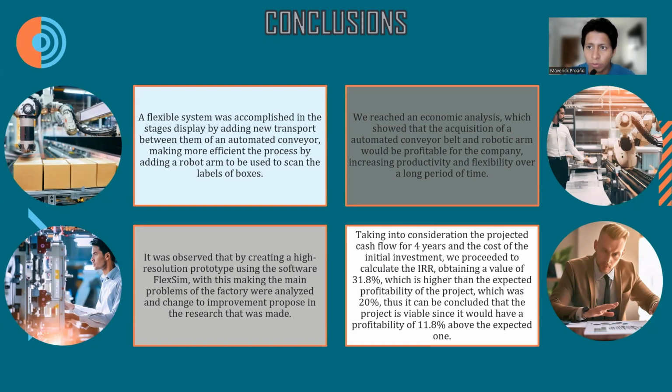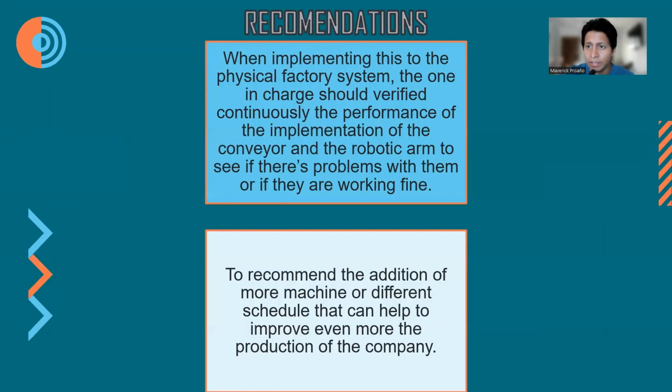Then, with the high-resolution prototype in the software FlexSim, there is an improvement proposed in the research that was made. And also, the IRR value of 31.8% is higher than the expected one, which was just 20% for the project. So it can be concluded that the project is viable since it will have a profitability of 11.8% above the expected one. For the recommendations, when this project is implemented in the physical factory system, the supervisor must continuously verify the performance of the conveyor and the robotic arm to see if there are problems or if they are working fine.